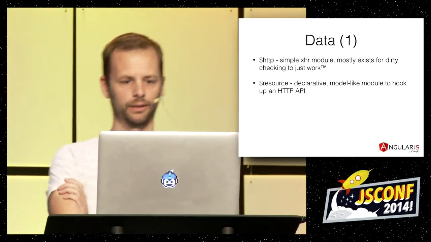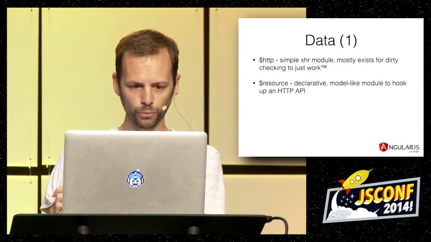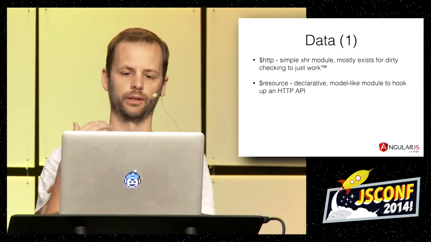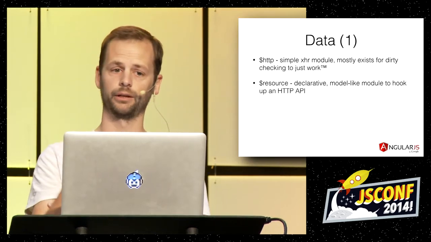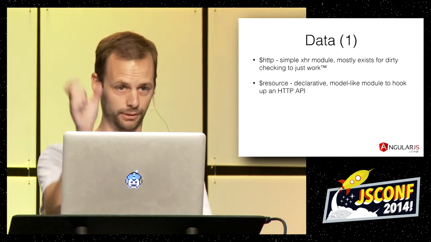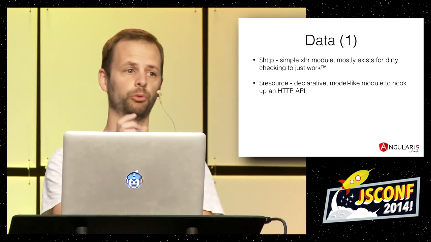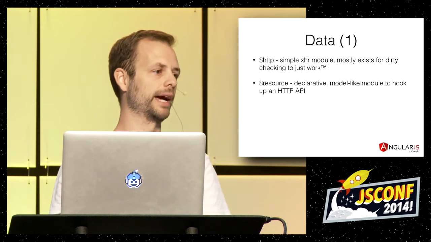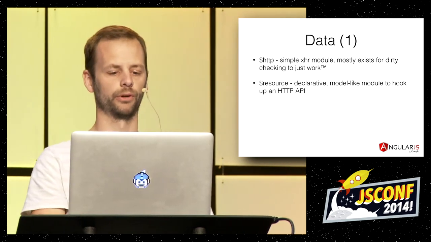Data, I gave it a 2, not a 1. It gives you HTTP, which is really just an XHR module, so that the scope stuff will get up to date automatically for you. If you do anything outside of Angular's like blessed modules, you've probably got to call scope apply to get their dirty checking, which is the way that they keep the UI up to date, to happen. And so HTTP will do that for you automatically.